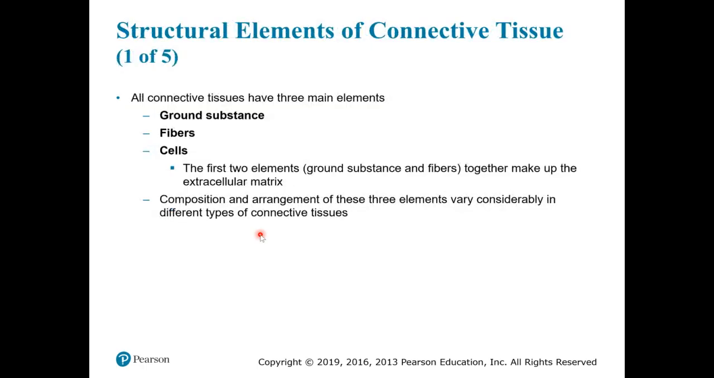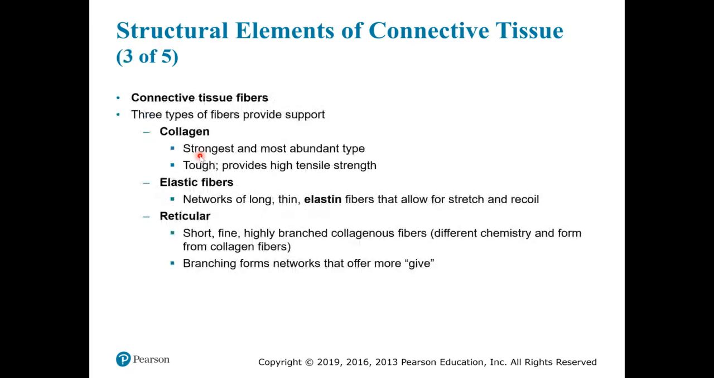Three main elements. There's that background material, the ground substance. In that ground substance is a variety of different fibers, and they exist in different amounts. Then we find the different cell types, each of these tissue areas. The first two, ground substance and fibers, that's the extracellular matrix, background material, and then we have the cells. Composition and arrangement of these three elements vary considerably. That sounds like fun, doesn't it? But that's what makes the different connective tissues different from each other.